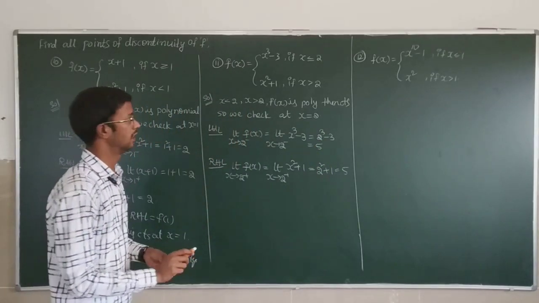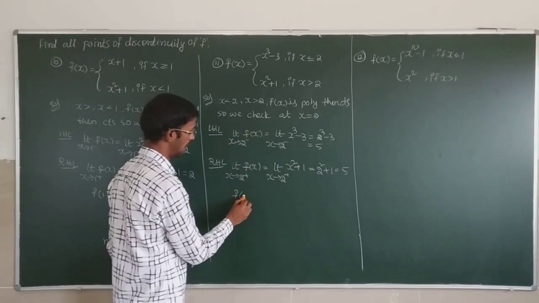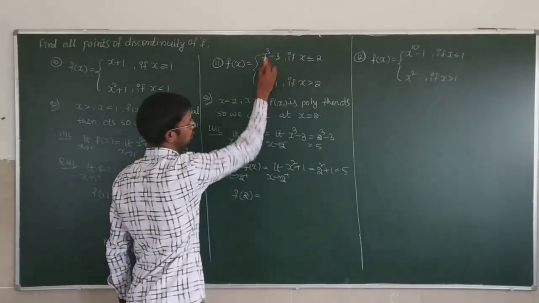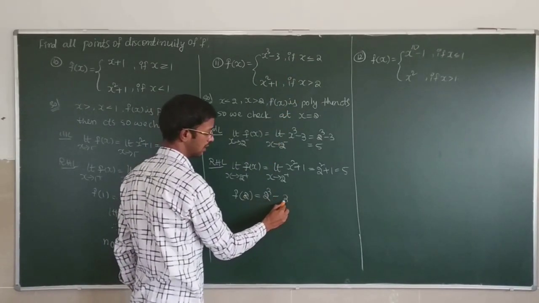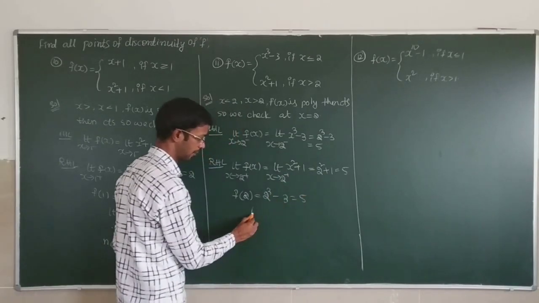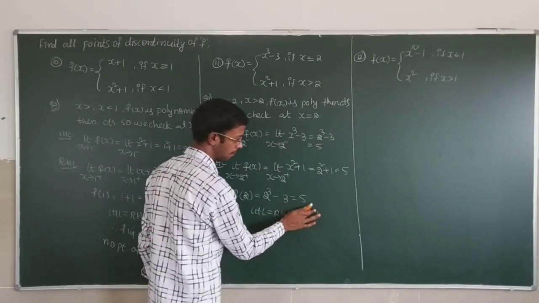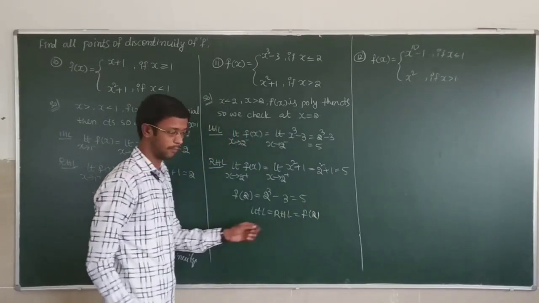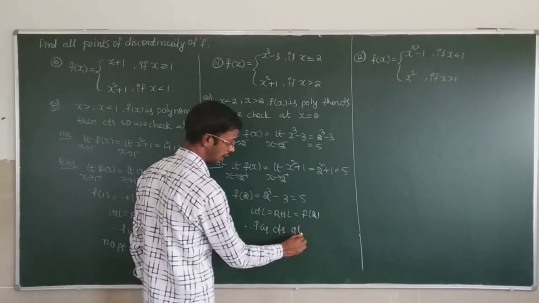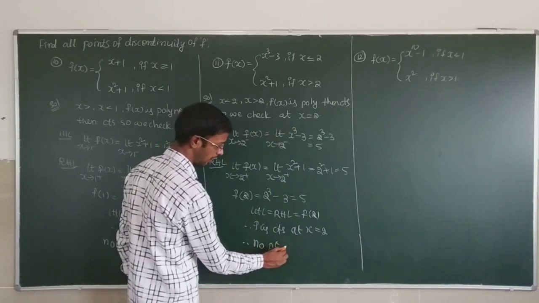LHL is equal to RHL, we got. Now you have to find f of 2. Substitute there 2. 2 cube minus 3 is equal to 8 minus 3, which is 5. LHL equal to RHL equal to f of 2. Therefore, f is continuous at x is equal to 2. Therefore, no point of discontinuity.